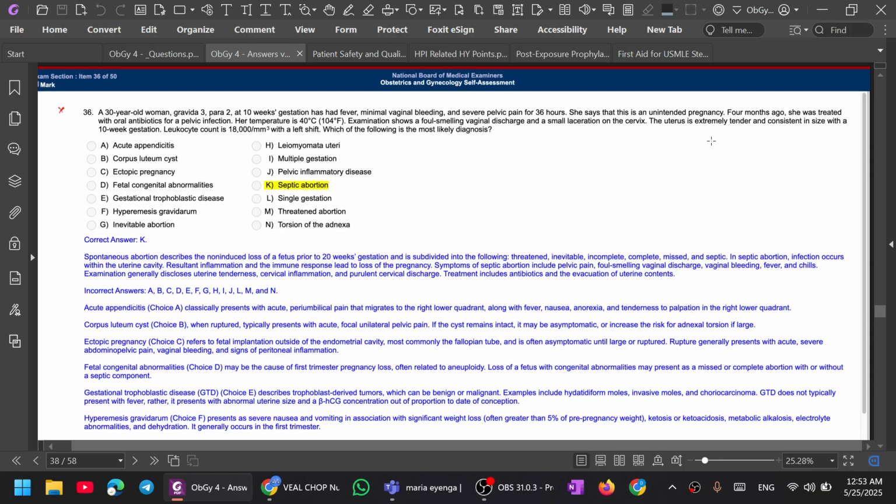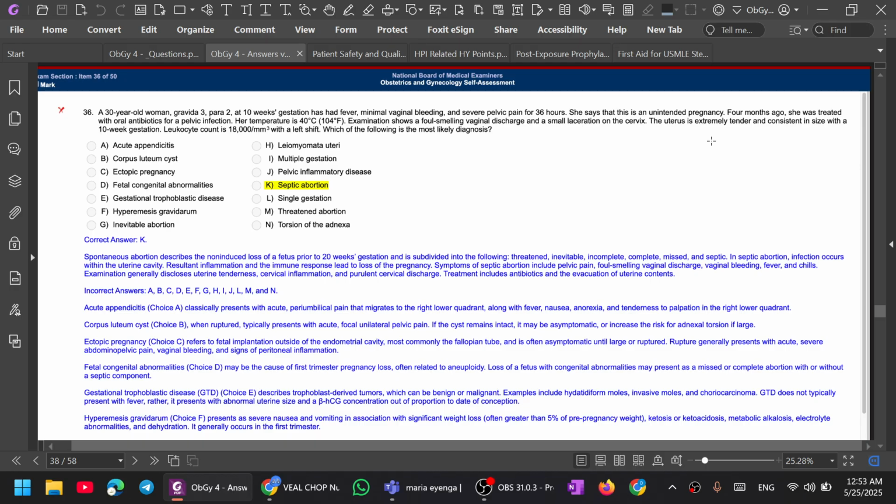Like in abortion, something is giving a threat. So apart from a missed abortion, that means product of conception is gone. In here there is product and there is sepsis also. So that's how it is septic abortion. There is abortion and there is sepsis also. Okay.